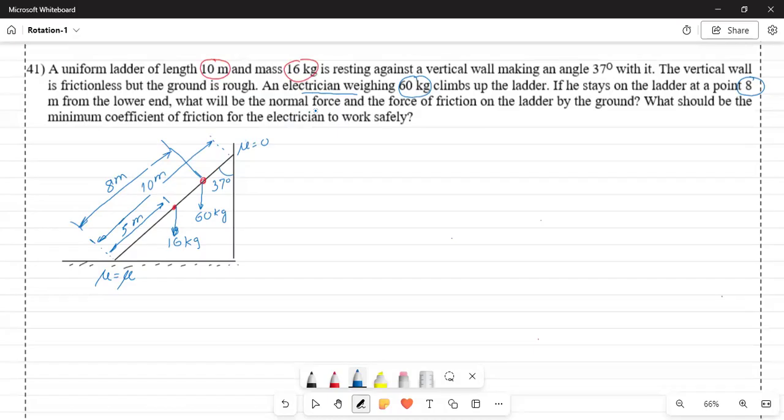What will be the normal force and the force of friction on the ladder by the ground? That is, they want to know. What will be the normal force and the force of friction on the ground, and what should be the minimum coefficient of friction for the electrician to work safely? That is the question.